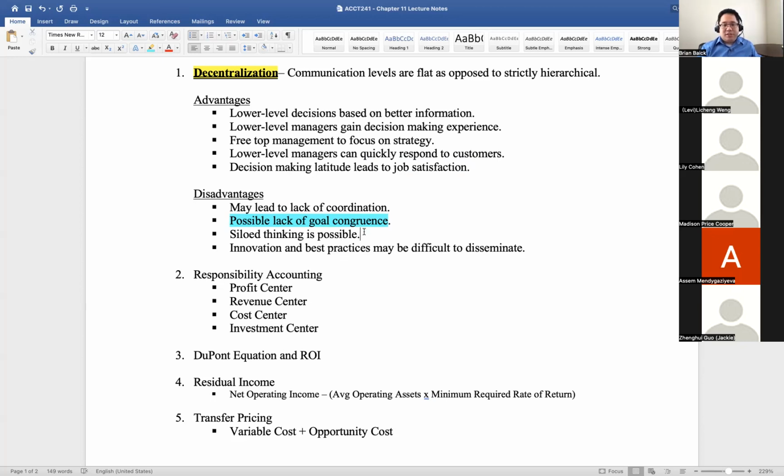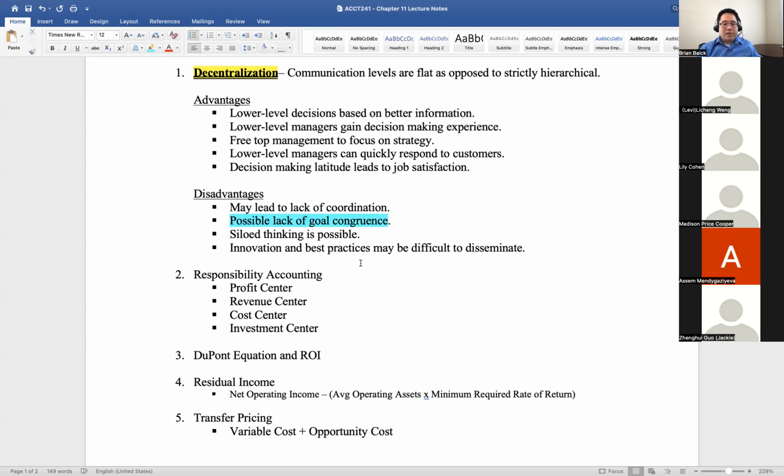Something that's related to lack of goal congruence is this notion of siloed thinking. Siloed thinking means I only worry about what's happening in my department. I only worry about what's happening in my responsibility center, and I don't care about what's happening anywhere else. The final problem with decentralization is that if there's innovation or best practice or a better way of doing something, maybe it's only done in this department, but not anywhere else, right? So with decentralization, you have issues where somebody might be doing something in an efficient way, but other departments don't know about it.